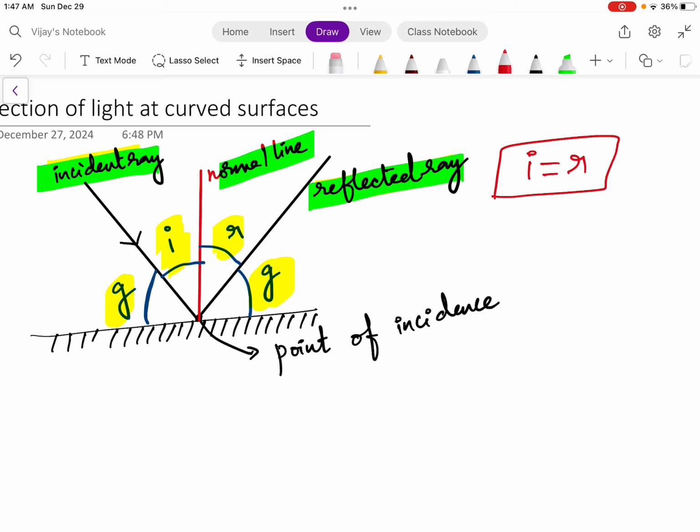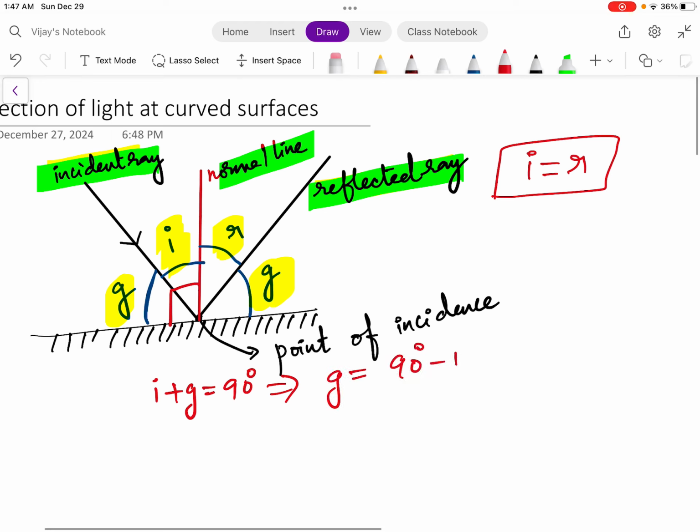Now see here, I have said that the normal is basically perpendicular to the mirror surface. So this angle here is 90. So what I can say is i plus G is equal to 90. So from this, what is G? G is 90 minus i. Since i is equal to r, G can also be written as 90 minus r. So G is called the glancing angle.